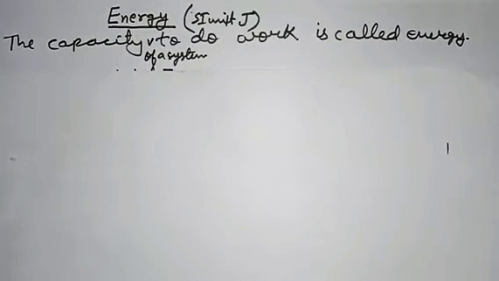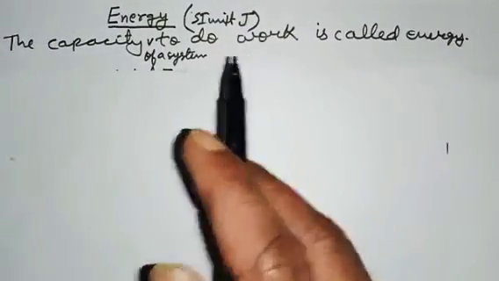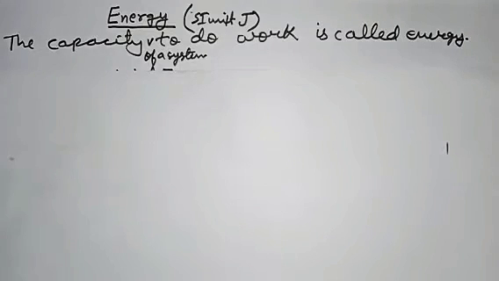Next concept is energy. The capacity of a system to do work is called energy of that system. Its SI unit is also joule. Why? Because its definition specifies that capacity to do work means work and energy are interrelated with each other or interconvertible into one another.